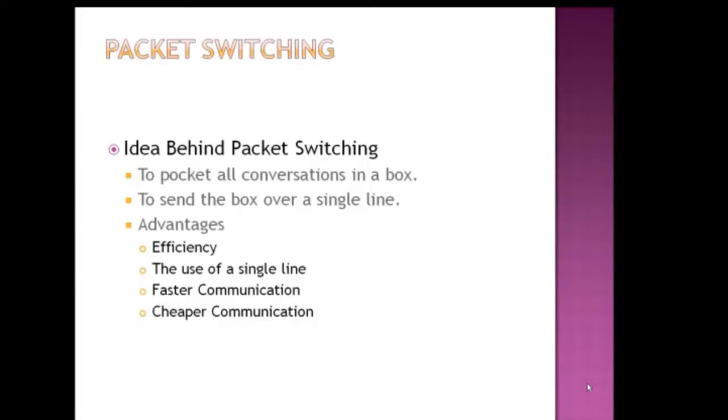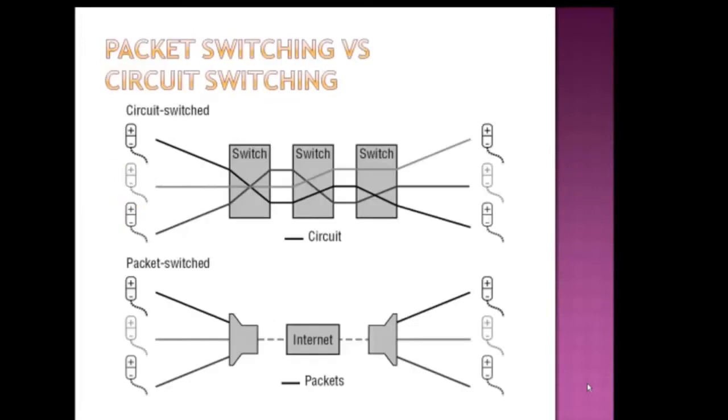Now, you can easily see that there are several advantages. First of all is the efficiency of your communication. Given you have a fast packaging mechanism, even the users will not notice what's happening to their data. And of course, you're using one single line that saves a lot of money and a lot of maintenance. You will have faster communications because people won't have to wait for the lines to be free, and it will be cheaper because of the dedication of one single line to multiple users throughout the packet switching technology.